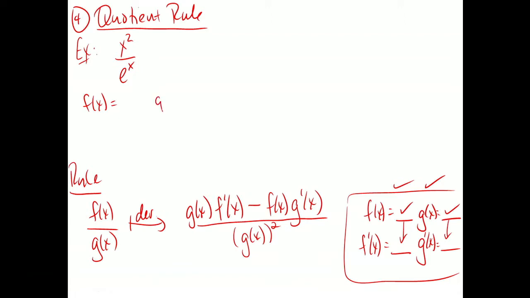So this is pretty easy. f and g are just the top and the bottom of the fraction. So f of x has to be x squared, because that's the top, and g of x has to be e to the x, because that's the bottom.